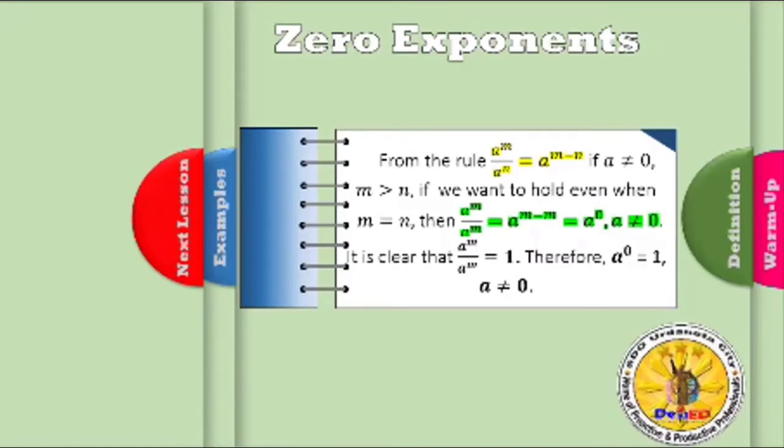0. Very good. So it is clear that a raised to m over a raised to m is equal to 1. Therefore, a raised to 0 is equal to 1. Remember, a should not be equal to 0. Perfect.